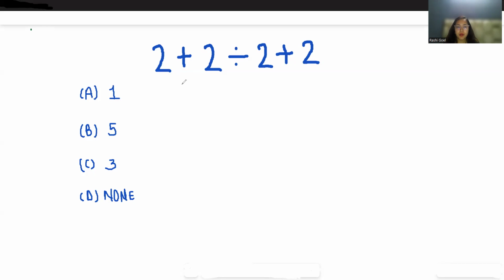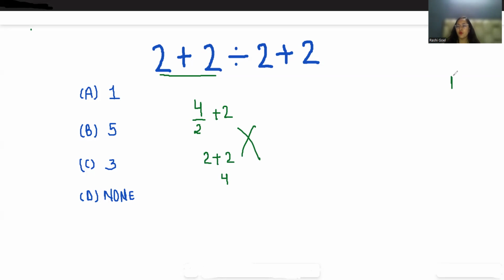Many people make the mistake of solving 2 + 2 first, which is 4, then dividing by 2 + 2, so 4 divided by 4 is 1, and they tick none, which is the biggest mistake they make. But there is a rule to solve this.